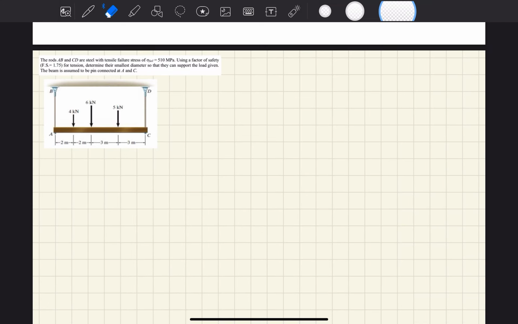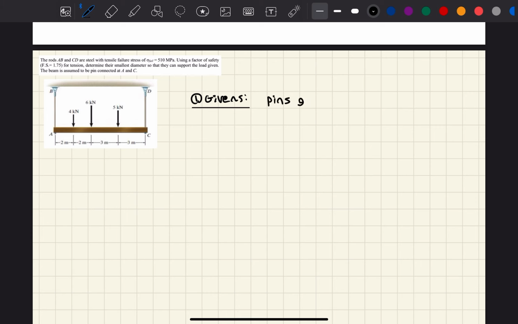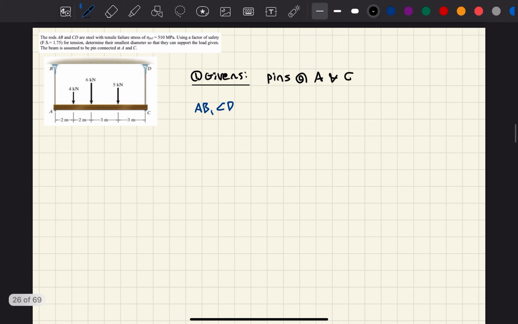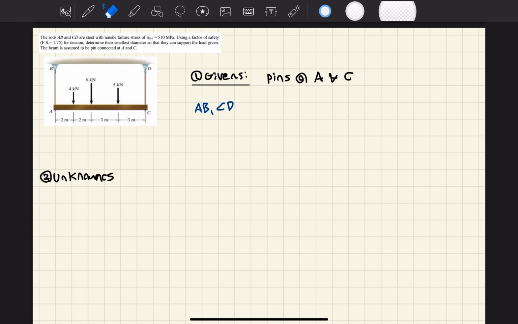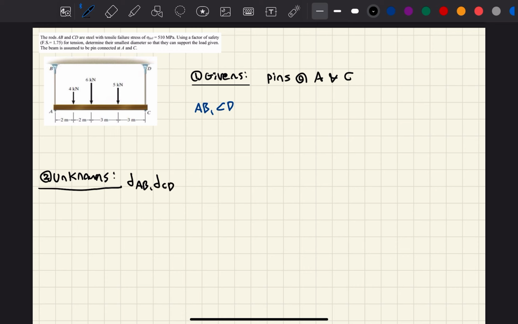Okay, so we are going to start with givens, and you are given a lot of stuff in this question. Just to get it out of the way, we have pins at points A and C. Now we can get on to the fun stuff, where we talk about rods AB and CD, which are the main focus of this problem. We want to find their diameter, so let's go to unknowns and then come back to givens. Unknowns: I want to find the diameter of AB and the diameter of CD. Let's go back to givens.